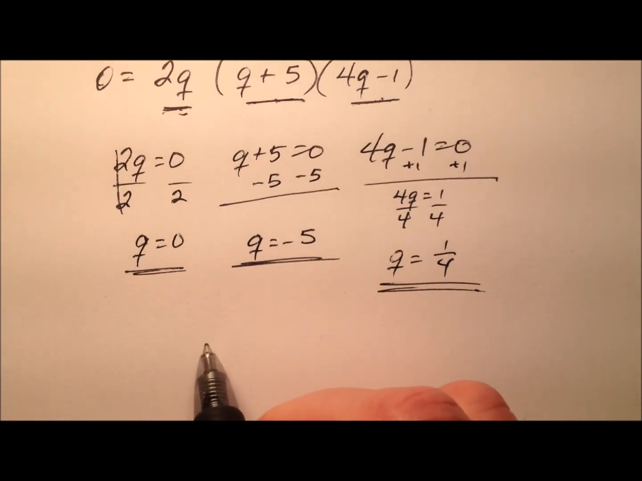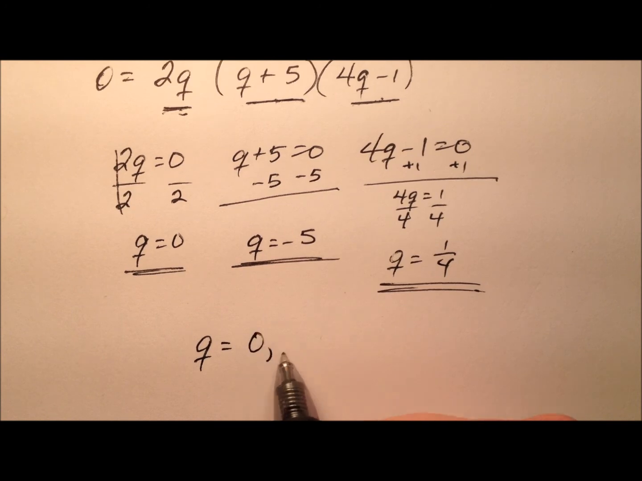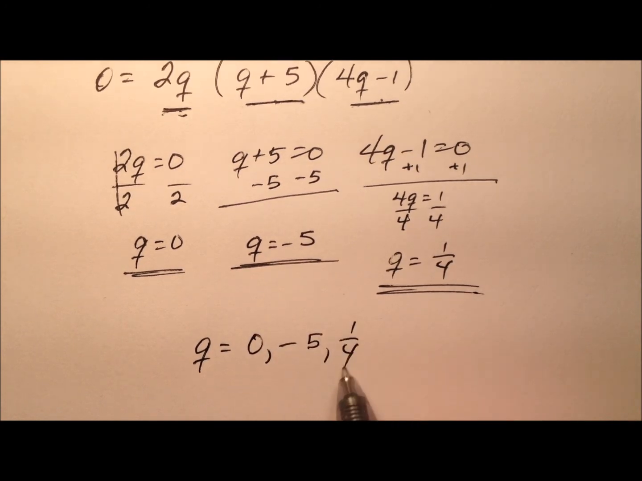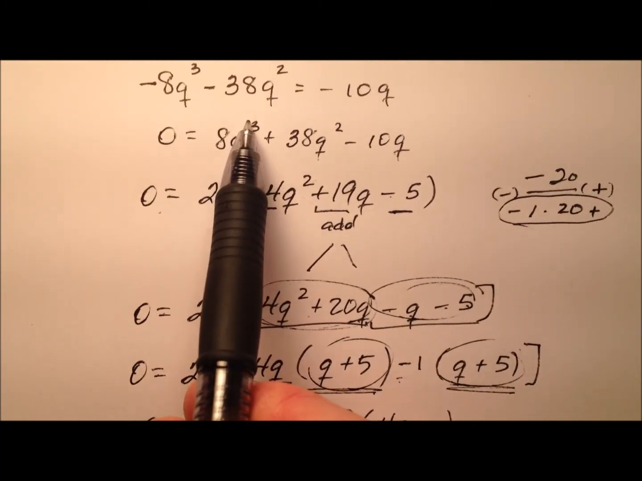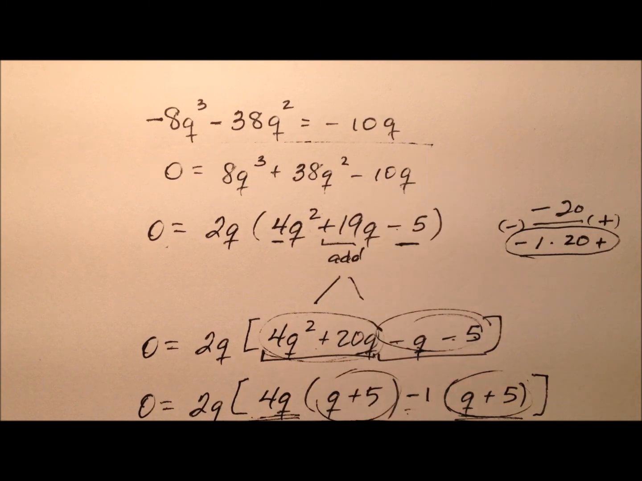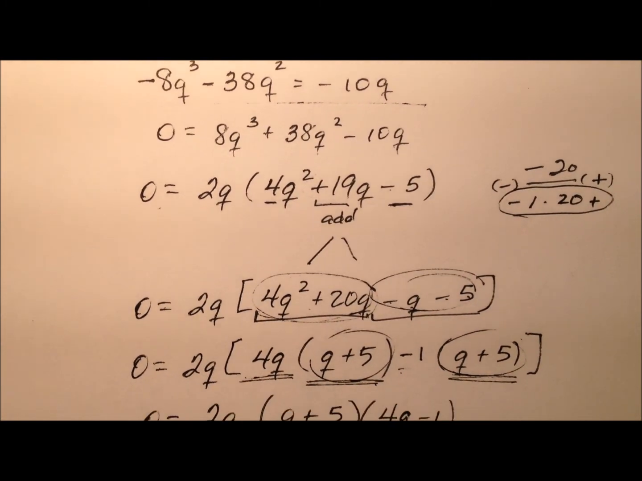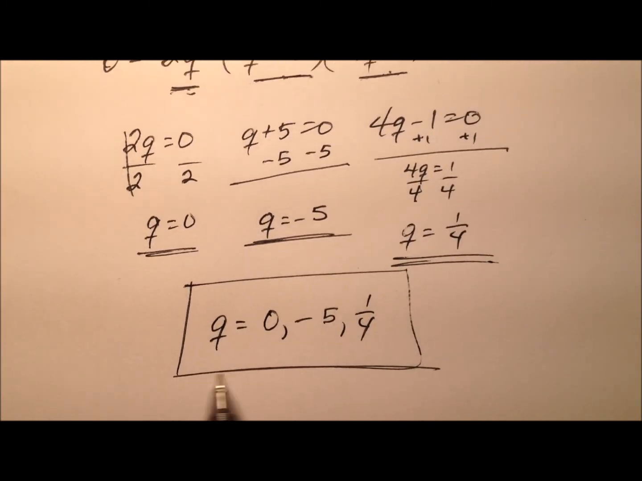So let's write them all together. q equals 0, negative 5, and positive 1/4. So here are the 3 solutions for my initial equation, and I found these solutions by factoring.